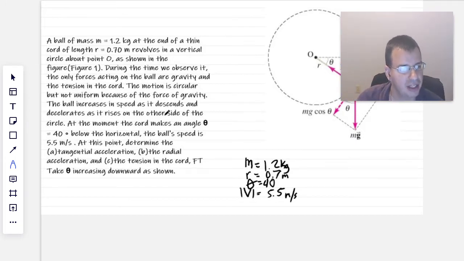Because of the force of gravity, the ball increases speed as it descends. Makes sense. It decelerates as it rises. Also makes sense. At the moment, the cord makes an angle theta of 40 degrees below the horizontal, and the ball's speed is 5.5 meters per second. At this point, determine the tangential acceleration, the radial acceleration, and the tension of the cord, force tension. Take theta to be increasing downward as shown.